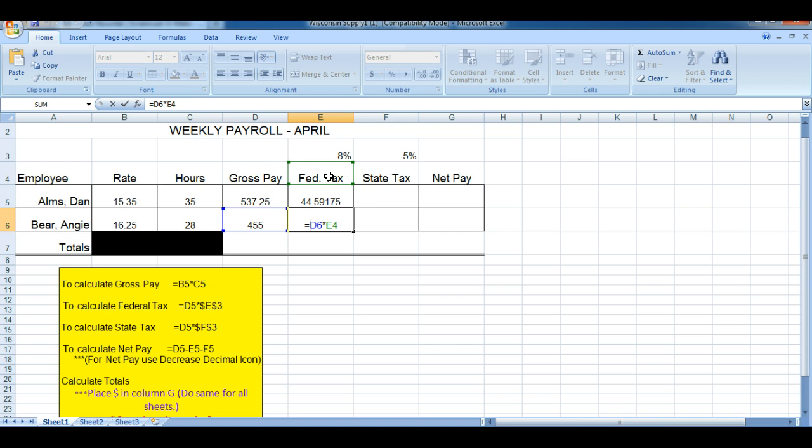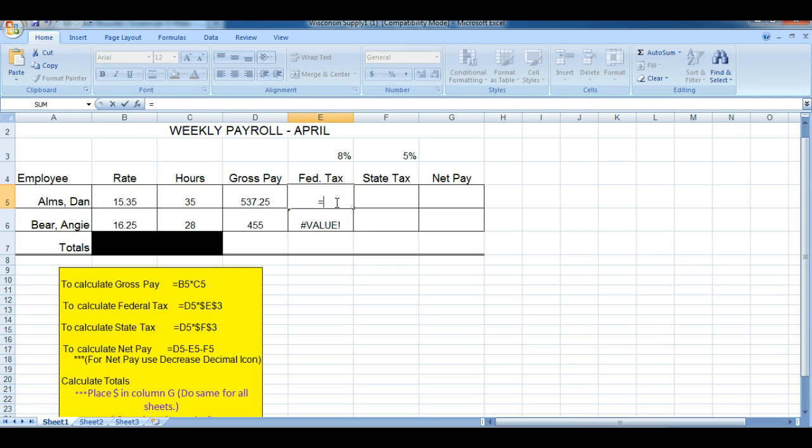So what we need to do is I'm going to push the escape key on my keyboard to stop what we just had. I'm going to click back into E5. I'm going to begin again, but this time we're going to use absolute reference. And what absolute reference does is it will freeze that percentage, that 8% up here. It's going to freeze that for us. So here's how we begin.